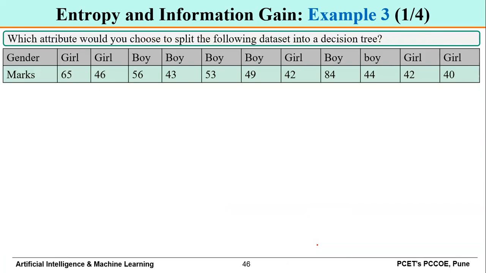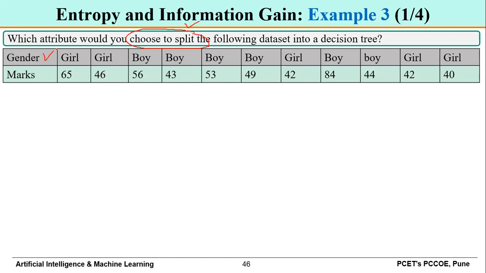Now we will go to our third example, because in the previous two examples we understood how to calculate entropy. We also have an understanding of information gain, and now we will see how we can make use of it to decide the decision tree. So which attribute would you choose to split the following data set into a decision tree? So that split decision we have to make.